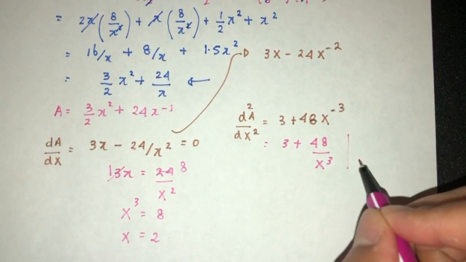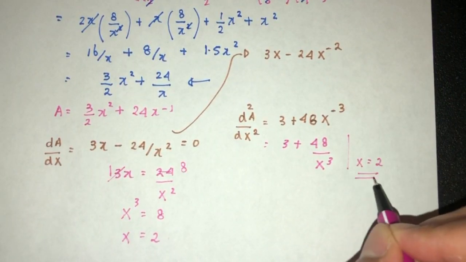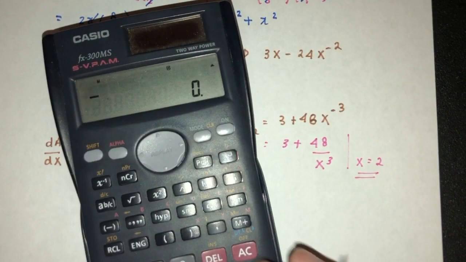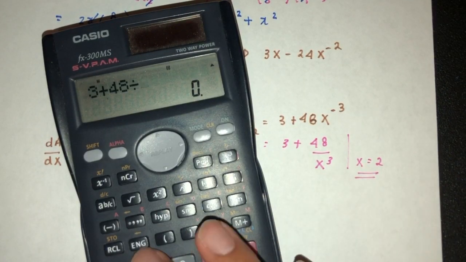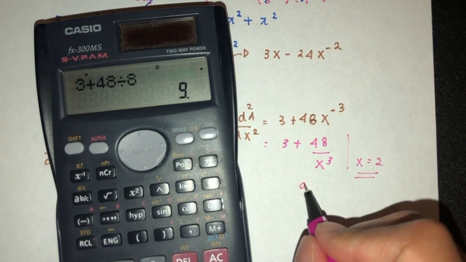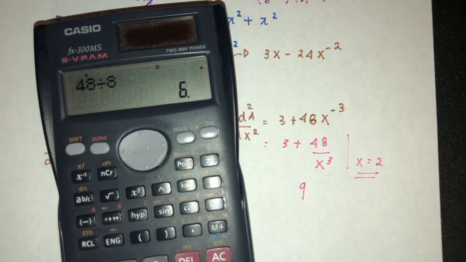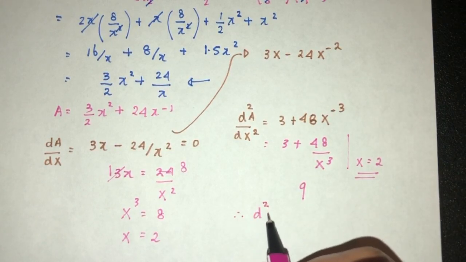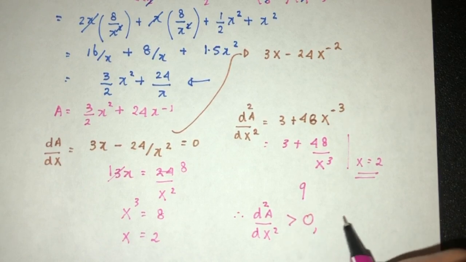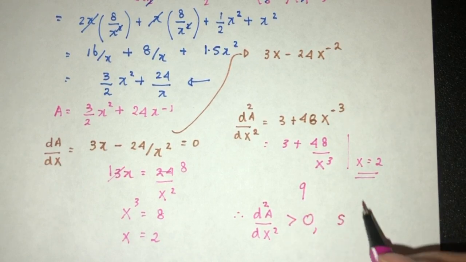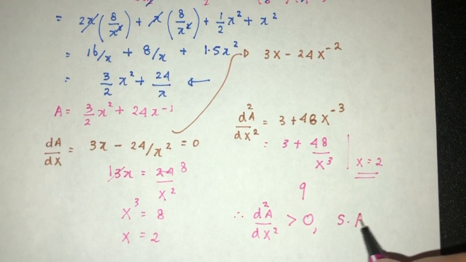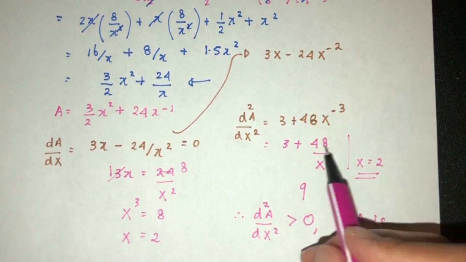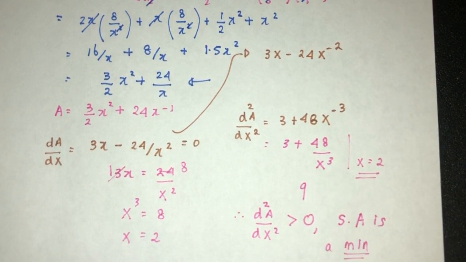Now when the value of x was 2 for the minimum point or minimum value, that will give you what? 3 plus 48 divided by 8. That is 9. 48 divided by 8 is 6 plus 3 is 9. So you can write, since d2A by dx2 is a positive value, we confirm that the stationary value of A is a minimum value. You have to show this to show this is a minimum value.